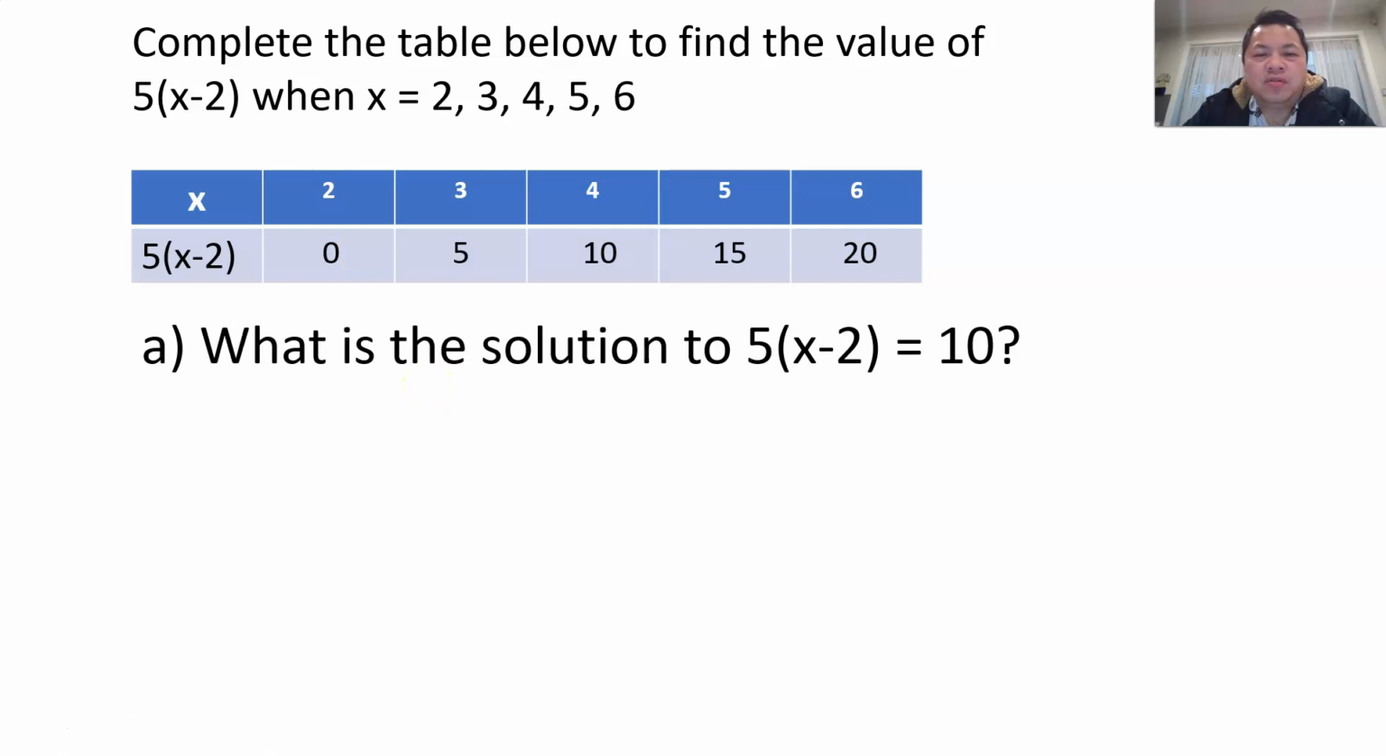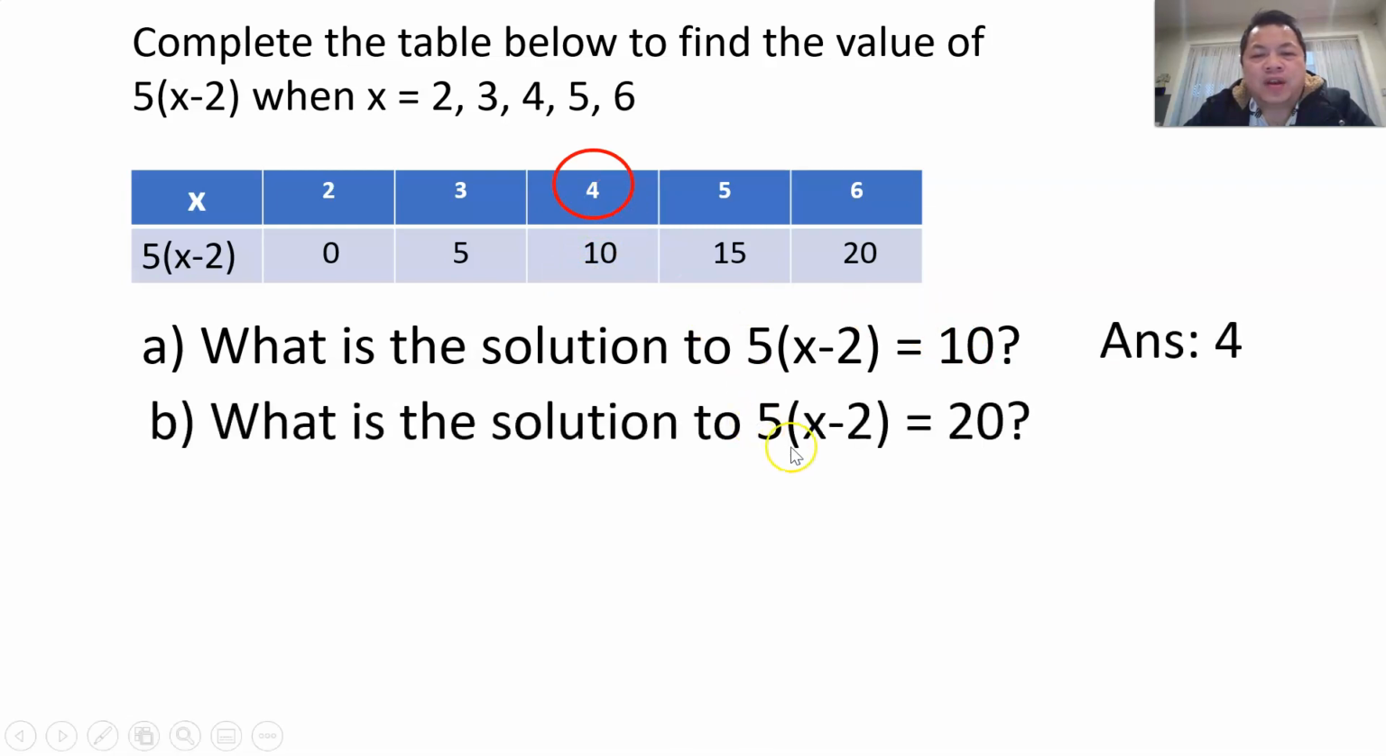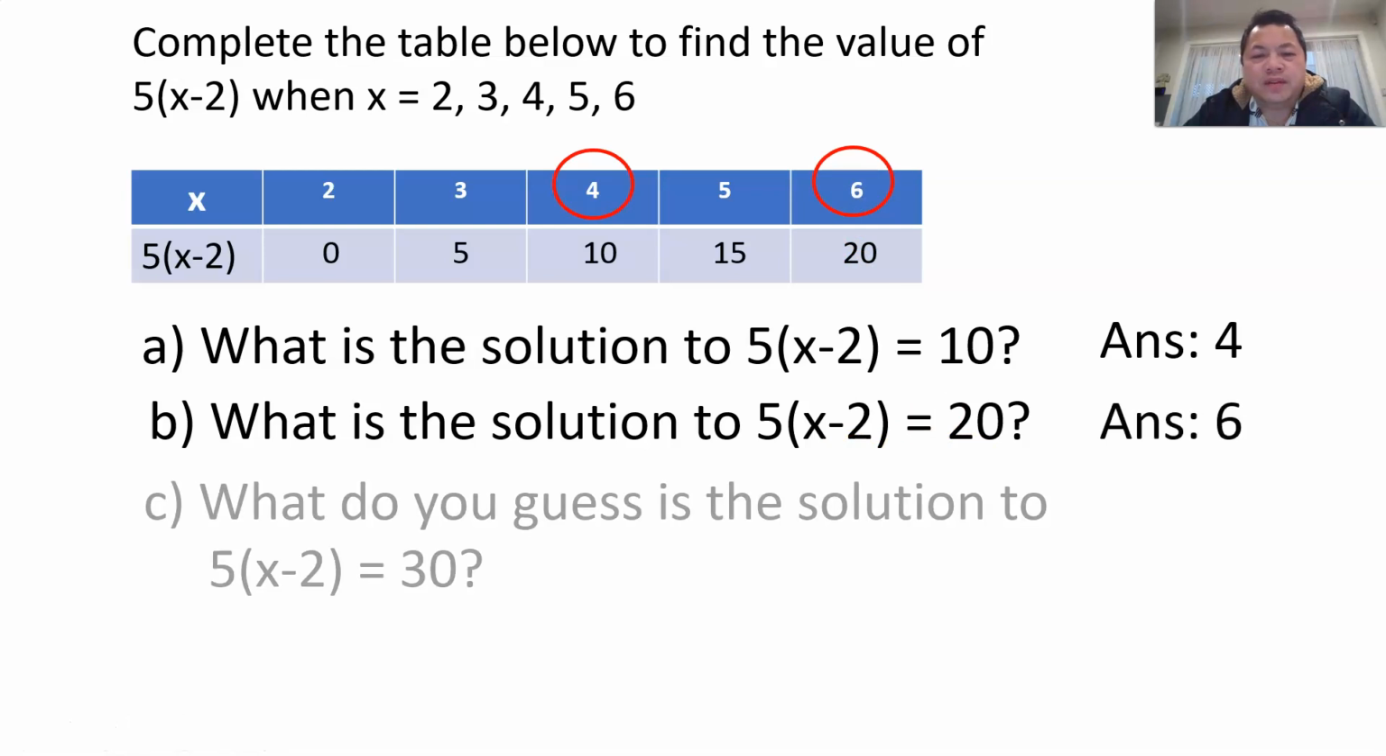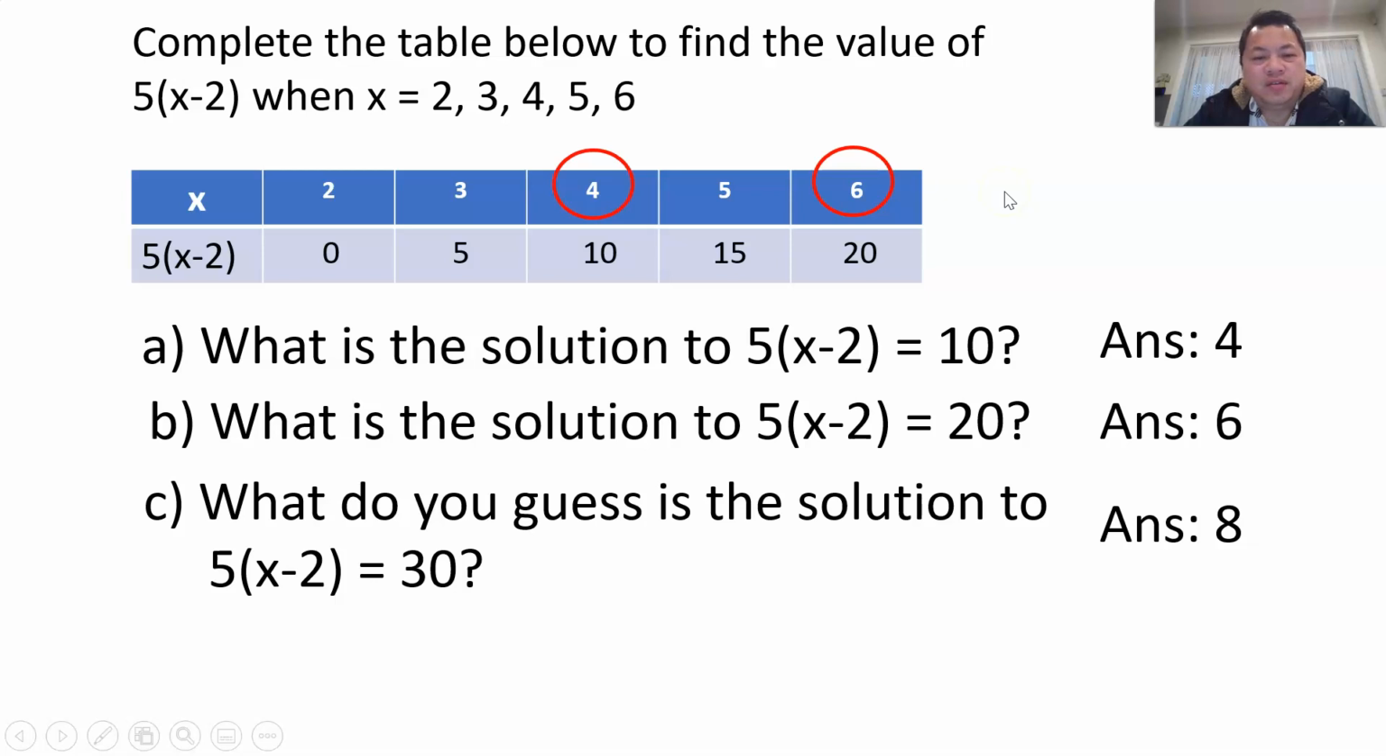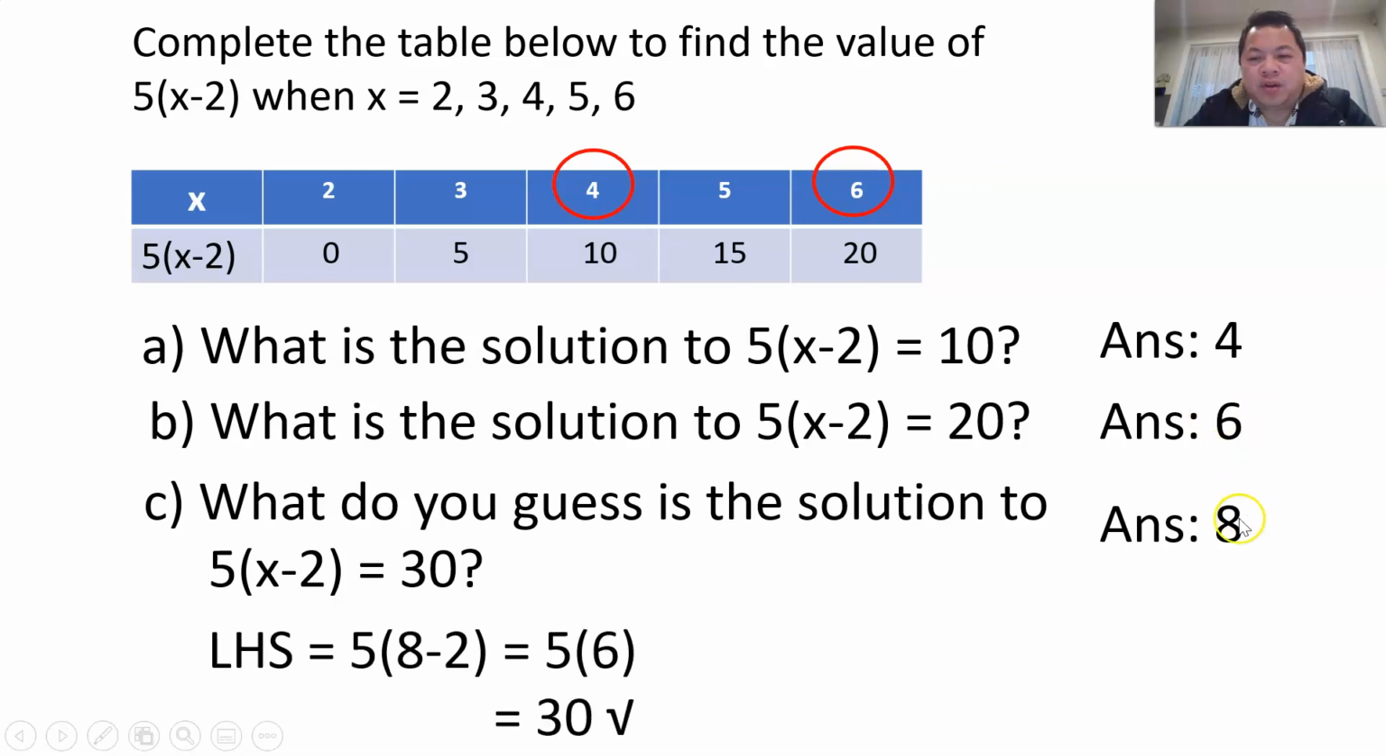Then they say, what's the solution to 5 bracket x minus 2 equals 10? From here, as you can see, 10 is the answer, so x must be 4. That's right. What about the next one? They say 5 bracket x minus 2 equals 20. Looking at it, x must be 6. What do you guess is the solution to 5 bracket x minus 2 equals 30? As you can see, 10 is here, 20 is here. What do you think 30 will be? That's right, you just add 2 more, which is 8. Well done. One way is you can of course put in the solution to check. Left-hand side is 5 times x minus 2, which is 5 times 6, which is 30. So that's the answer. x equals 8.